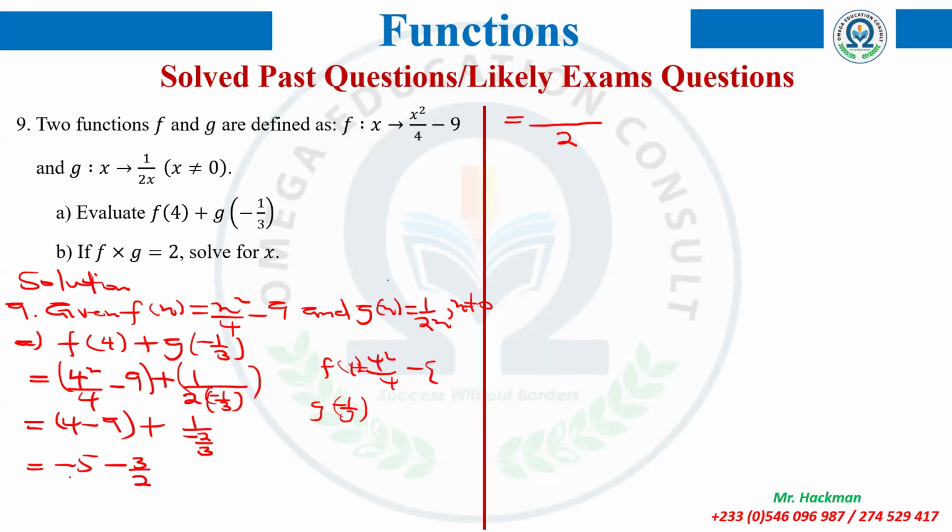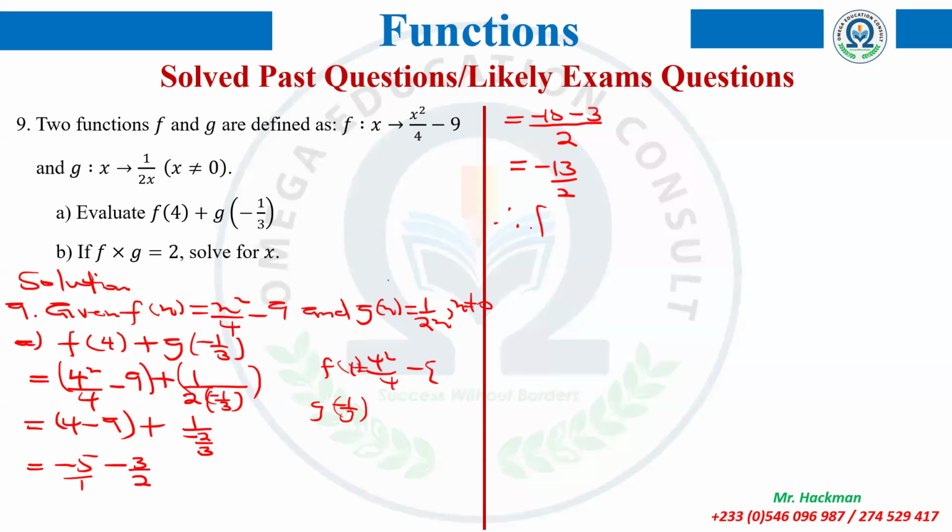This is over 1. So 1 will go into 2, 2 times 5, so minus 10. Then minus what? 2 will go into 2, 1 times 3, so 3. So indirectly, we are going to get minus 13 over 2. But we cannot conclude with an improper fraction.